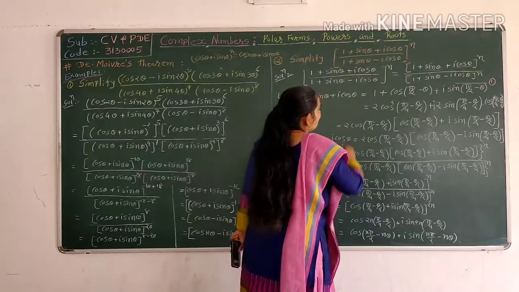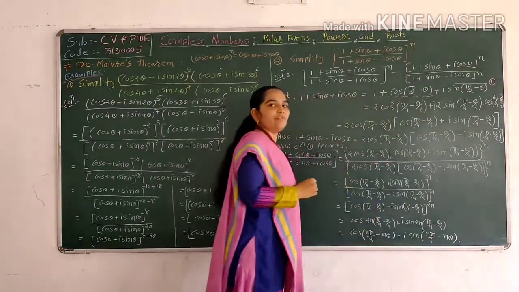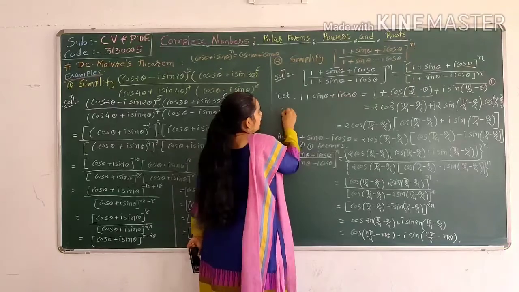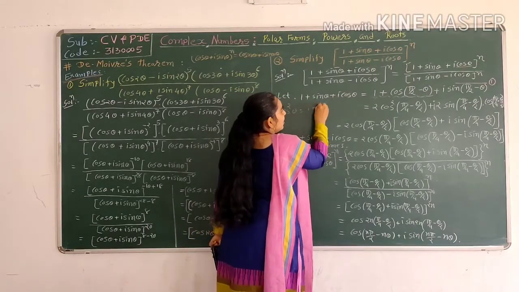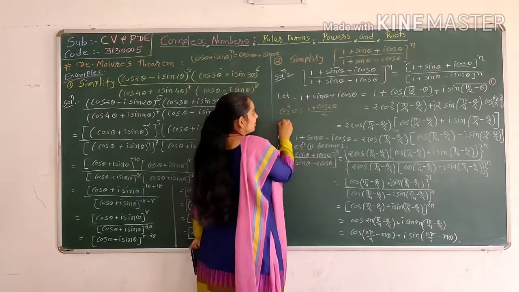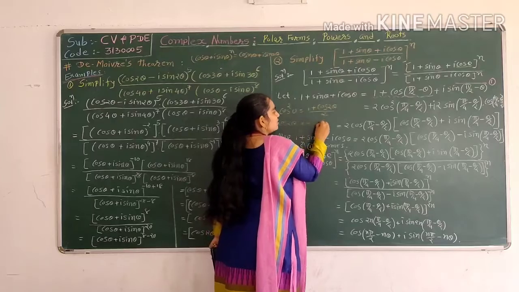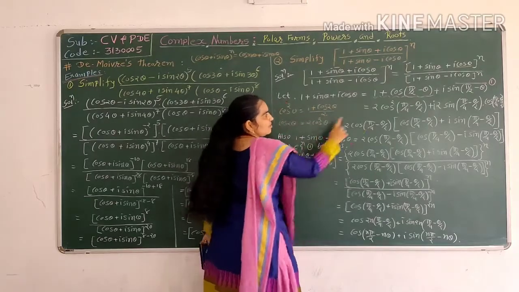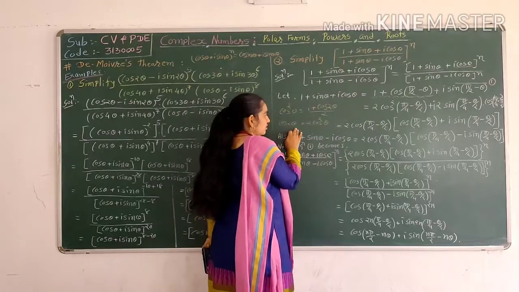Now, we have to convert first this term in cos θ. We know the formula of cos² θ: cos² θ is equal to (1 + cos 2θ)/2. Therefore, we can write 1 + cos 2θ is equal to 2 cos² θ. Same as here, we are given 1 + cos θ.